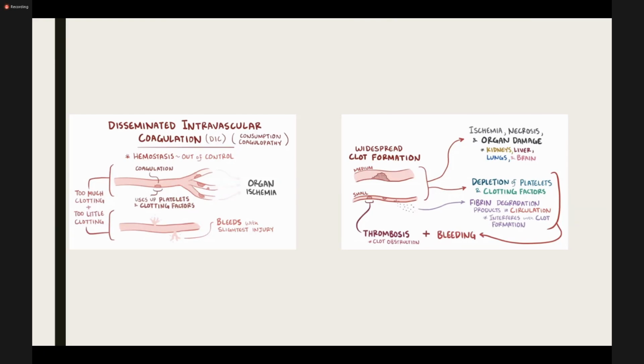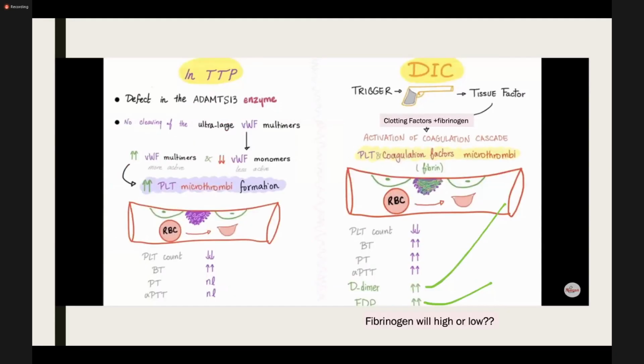Why is your bleeding time high? Because your platelets are low. Your PT is going to be high. Why is your PT high? Because your clotting factor is low. Why is your PTT high? Because your clotting factor is low. So all the clotting factors are low. That's how you diagnose this. So when you look at DIC, basically your platelet count is low.